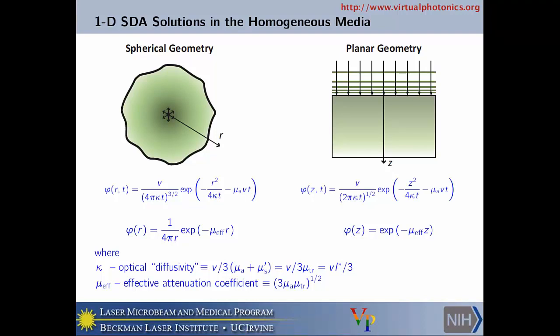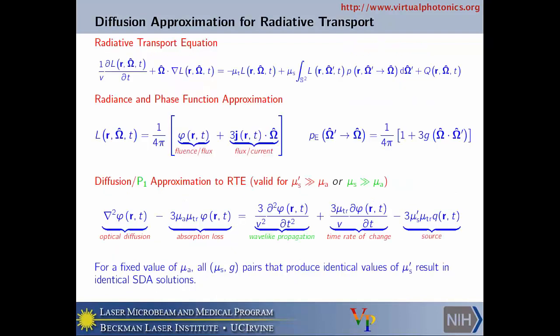Essentially, you have a prefactor to this exponential loss with both space and time, and this term is linked to the path length. V times T is the path length of the light, multiplied by mu a, so you have a Beer's law influence. You can integrate this function over all time and get a steady state solution, and you can do similar things with the planar geometry. One thing I want to emphasize here is this parameter called mu effective. The diffusion process gives you a natural decay rate, which is linked directly to this coefficient for absorption loss.